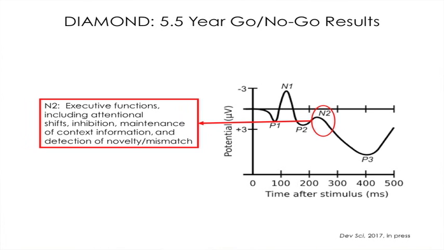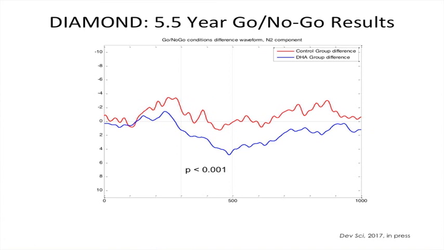It's the negative component at about 200 milliseconds, between 200 and 300 milliseconds, and depending on who you talk to, it has all these things, including inhibition, attentional shifting, and what we're interested in is whether this particular component was different as a function of what the children were fed, and it turns out that this is the difference between go and no go. The closer the squiggly lines are to 0, means that the response was the same in the go and no go situation.